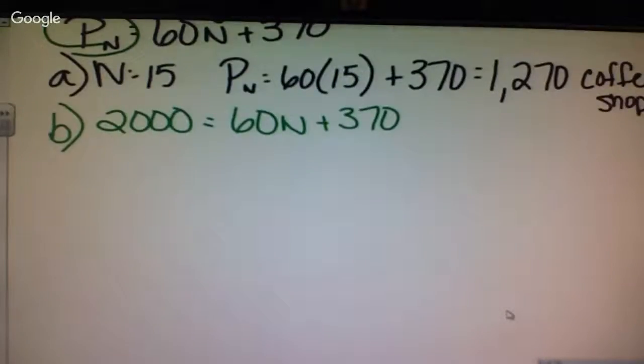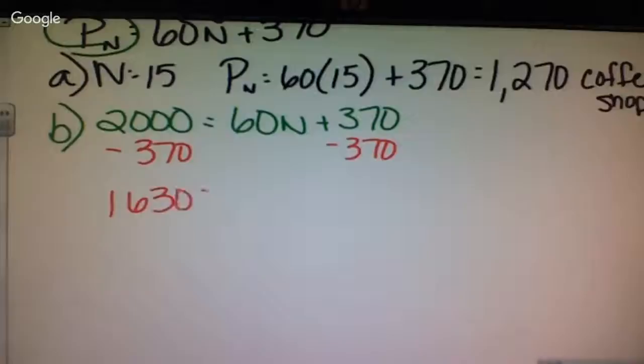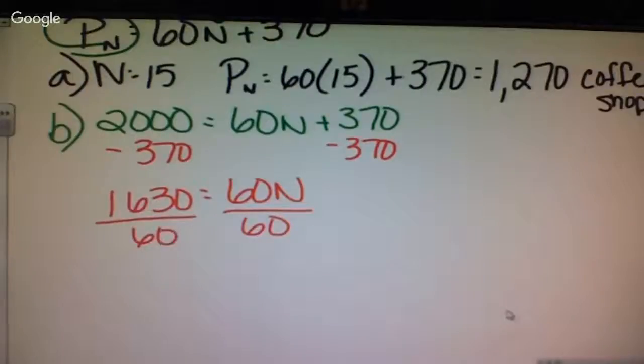My first step would be to subtract the 370 from both sides. 1,630 equals 60n. Then you divide by 60. What does n equal? 27.16.